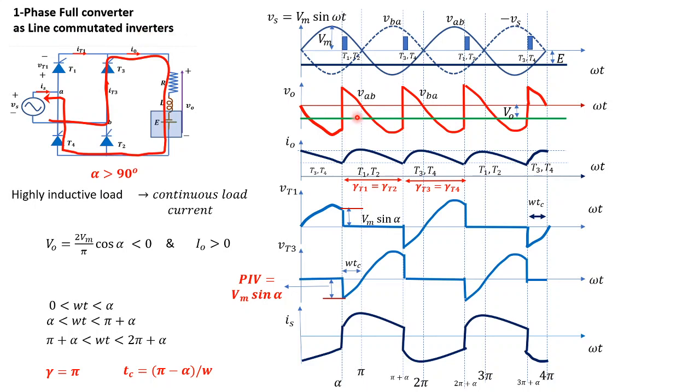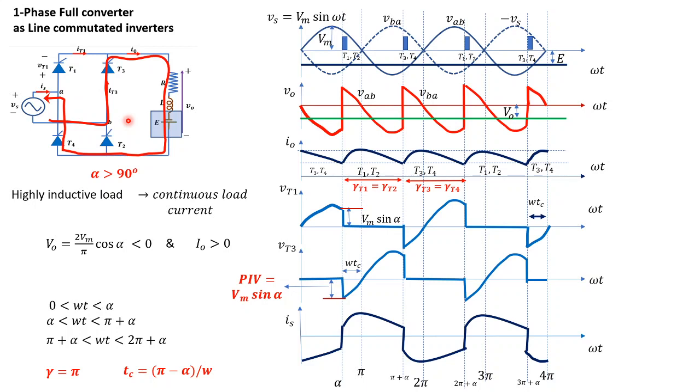Except for this negative voltage, the operation is more or less the same, except the values are different. The operation is the same for alpha, pi plus alpha, 2 pi plus alpha, but the average voltage is going to be negative and the peak inverse voltage is going to be Vm sin alpha. It is not going to be Vm. And the circuit turn-off time would be reduced. It is much lower relatively when compared to its operation in rectifier mode. That is the difference.